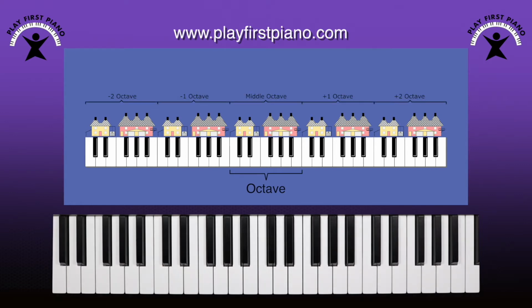How many octaves do you have on your keyboard? If you're playing a 61-note keyboard, you likely have 5 octaves. If you're on a full-size keyboard or piano, you'll have 7 octaves plus a few extra notes.